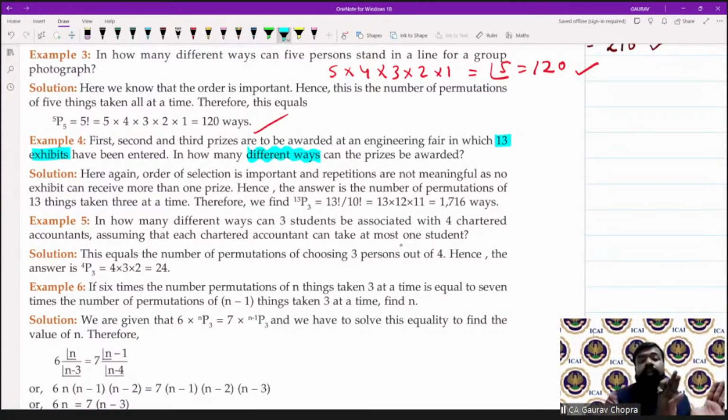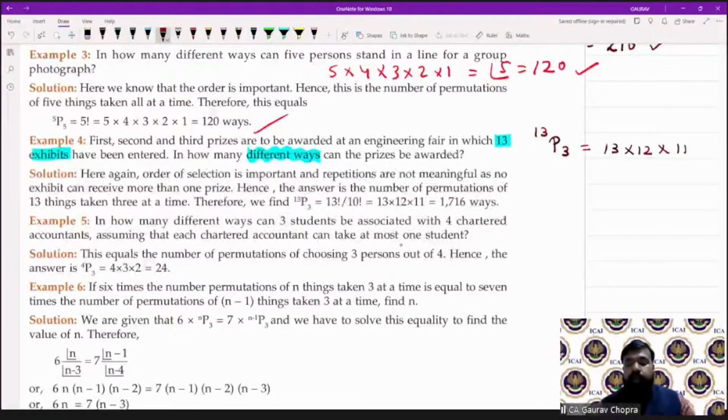So out of 13, we have to select only 3. Therefore, we can write it as 13P3. We can easily solve it as 13 multiplied by 12 multiplied by 11. So in total there are 1716 ways to award the prizes.